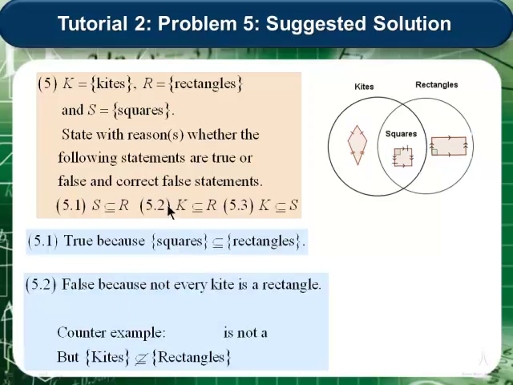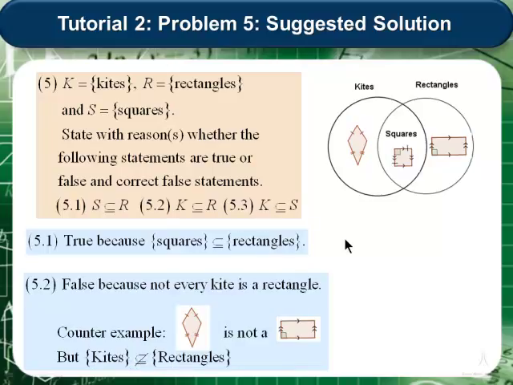What about 5.2? The set of all kites is a subset of the set of rectangles. This is false, because not every kite is a rectangle, and we can find a counterexample. This is a kite, and it's definitely not a rectangle, because there's no way we can say that it's a parallelogram with one of the angles 90 degrees. So we need to correct the statement, and we can correct it by saying that the set of kites is not a subset of the set of rectangles.